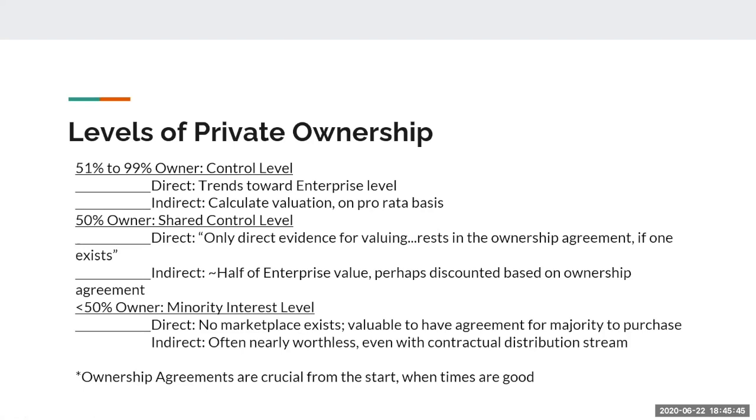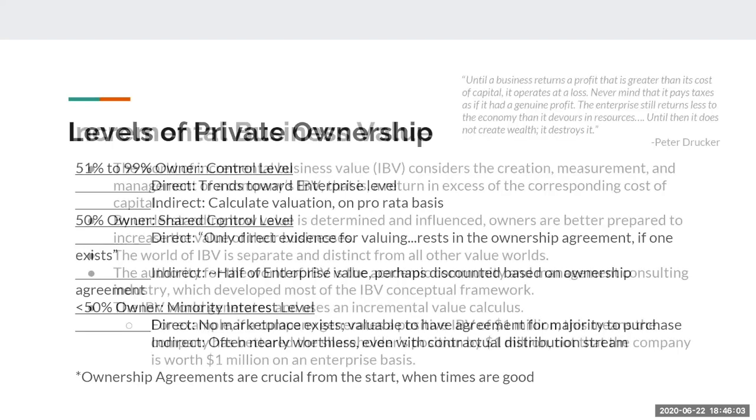So much like the other group, this section really harped on how ownership agreements are very valuable to do from the start when times are good. They come in handy for when you're trying to value down the line when things are changing. So there's my section. Next up, I think, is Jordan.